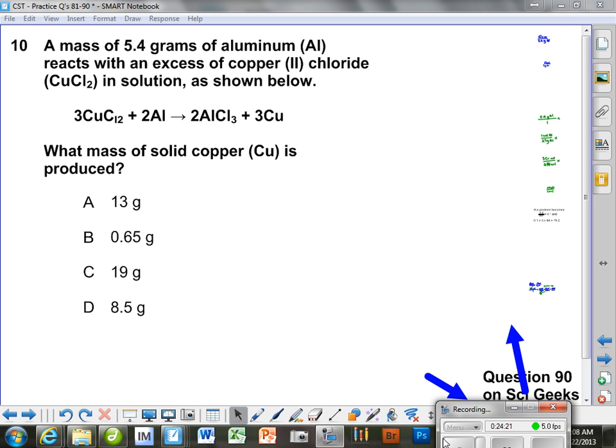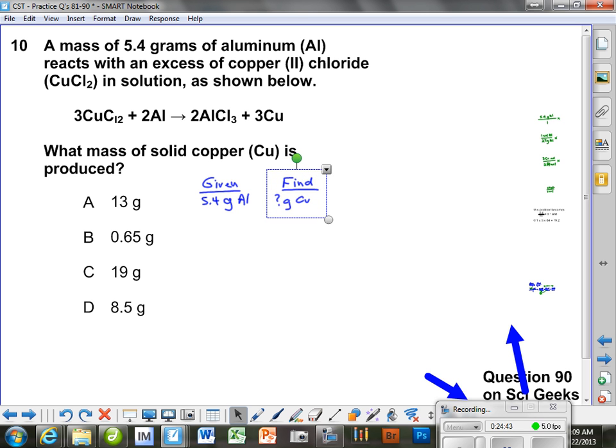So, this is the last of the questions for the CSTs that come off of the release questions. And the 10 refers to number 90, of course. This guy, again, is going to require a given and find. If we don't do a given and find, our chances of getting this question right are just about 0.